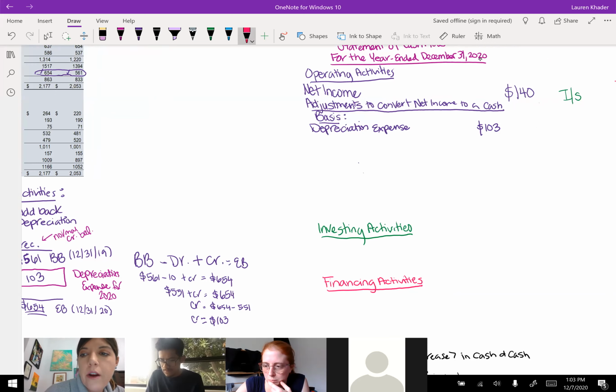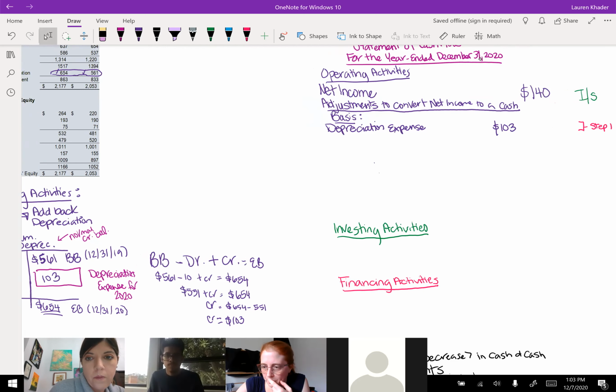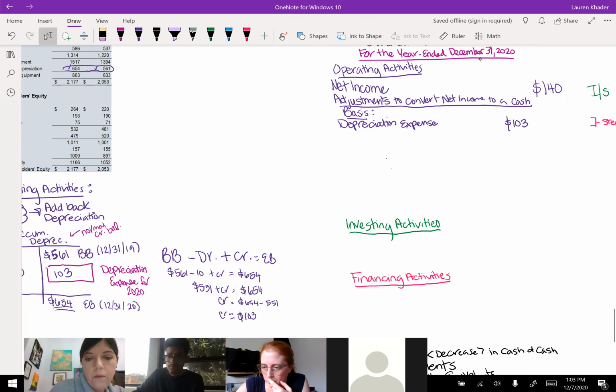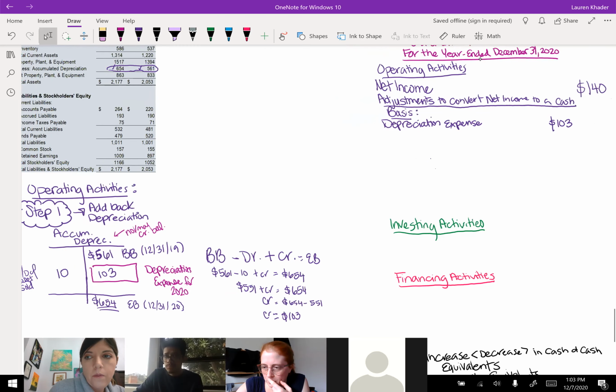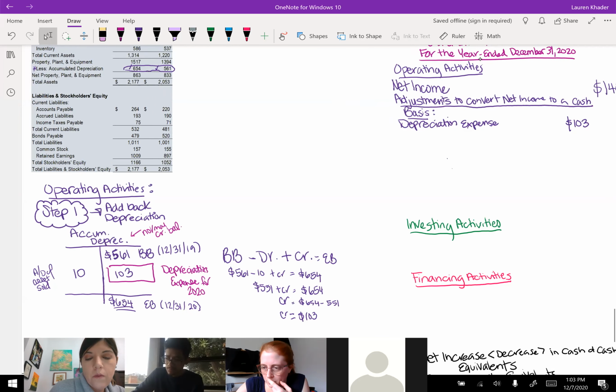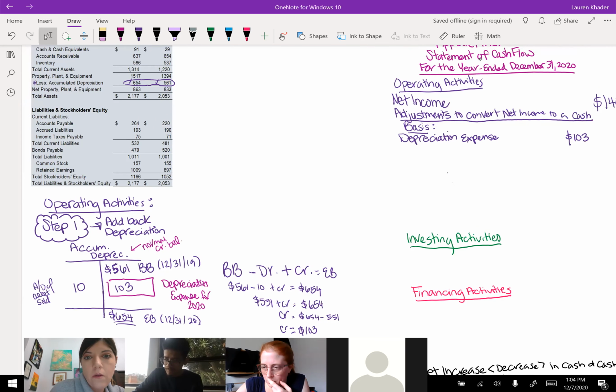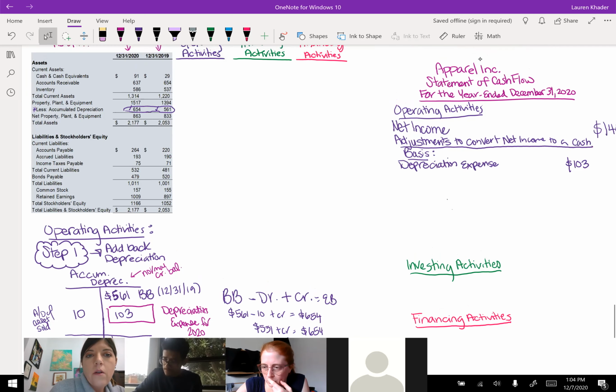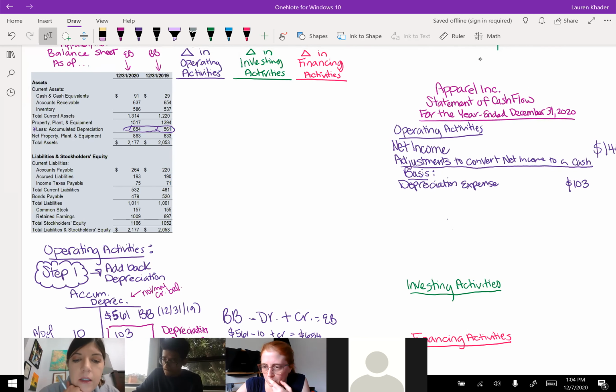And this is step 1 right here. For step 2, we're going to go back to the balance sheet because step 2 is looking at changes in our current assets and current liabilities. And depending if they're increasing or decreasing and the type of account they are, we may be adding or subtracting those amounts.